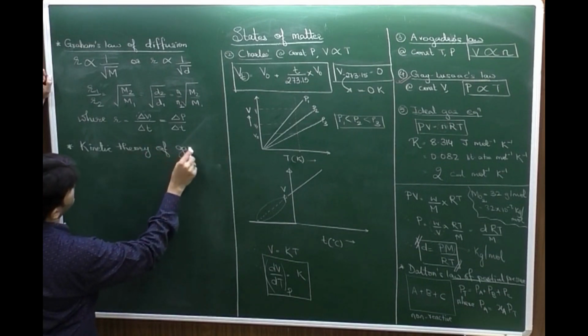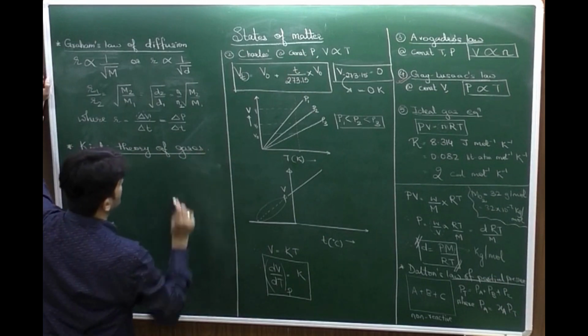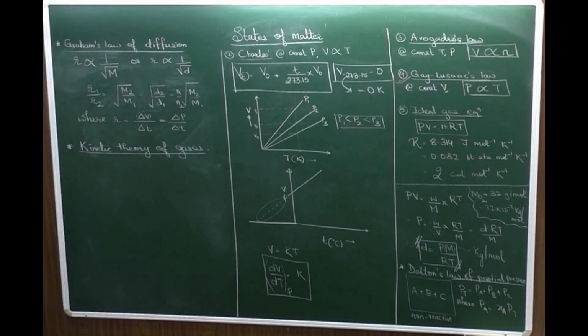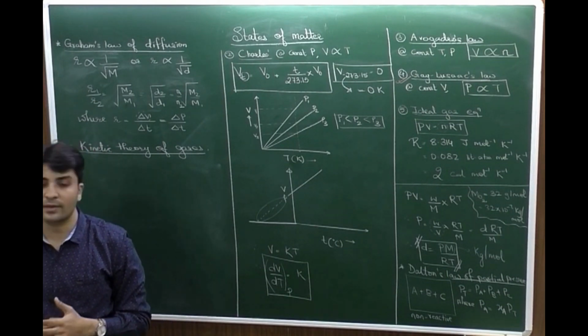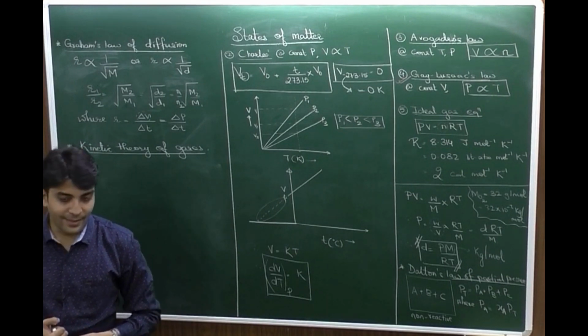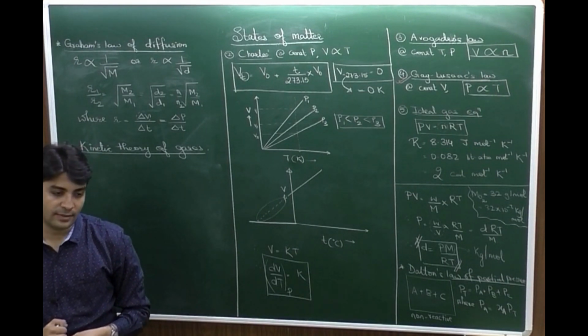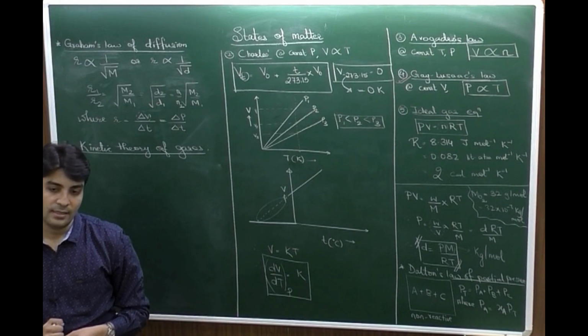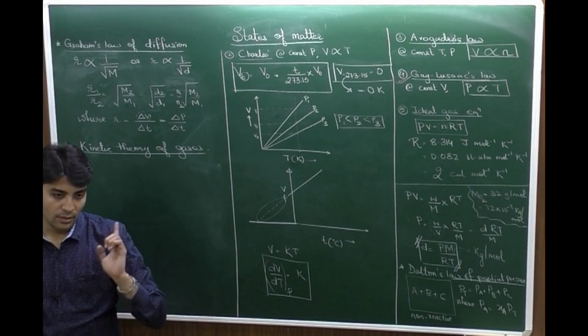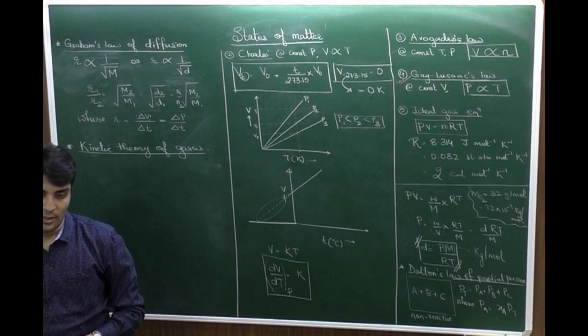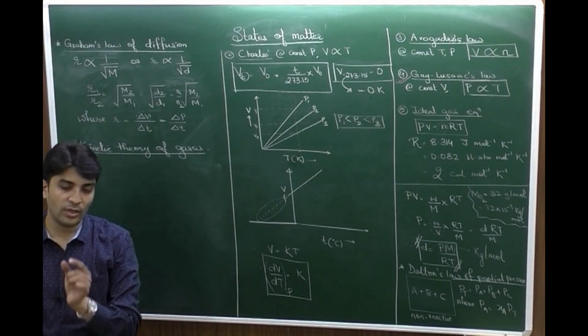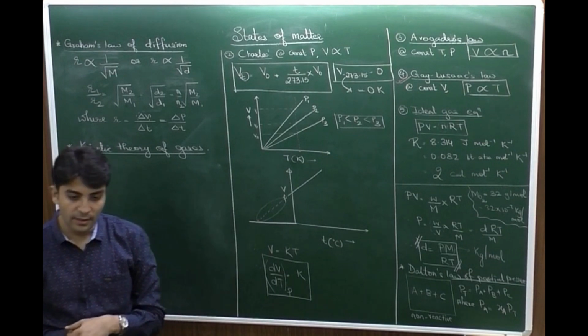Okay, next the kinetic theory of gases. Now there were many postulates of KTG, the kinetic theory of gases, but the two important postulates were: when the molecules are present in a container, they don't have any force of interaction between them, neither attraction nor repulsion. Secondly, the volume occupied by the molecules of the gas is very small as compared to the total volume of the container.